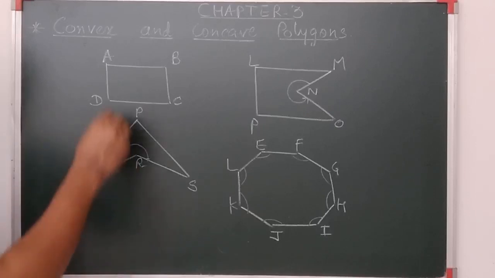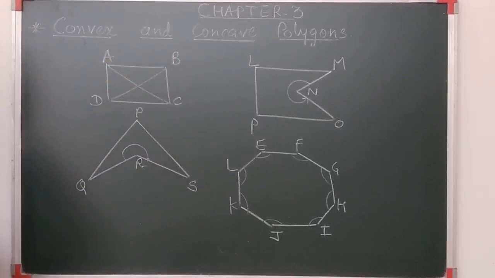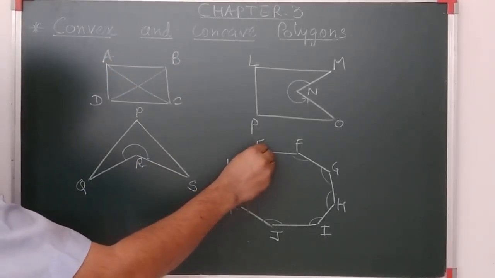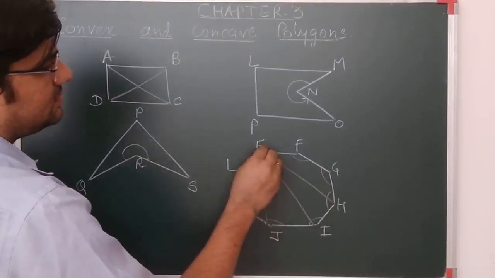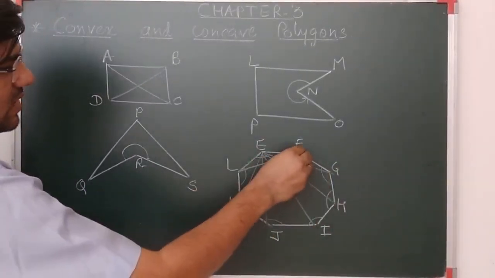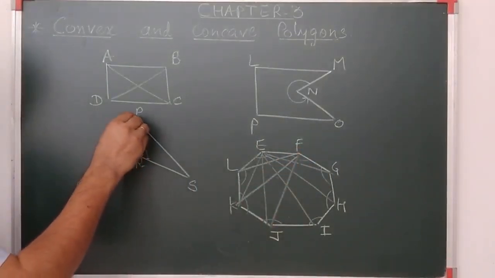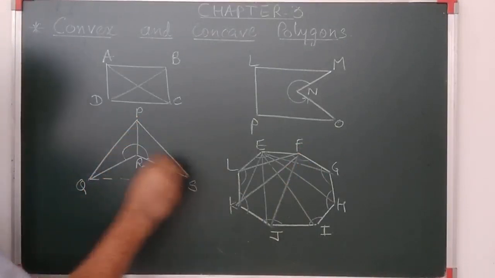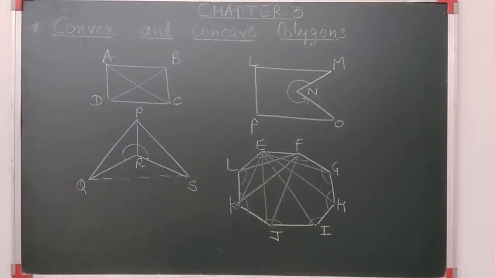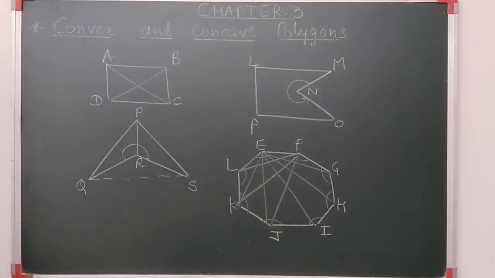You observe one more thing. When we construct the diagonals, you can see that the diagonals intersect with each other. There are many diagonals, but they are intersecting with each other. But look at this: if I draw the diagonals PR and QS, they are not intersecting. So this is another way to say that when the diagonals are not intersecting each other, it is considered a concave polygon.